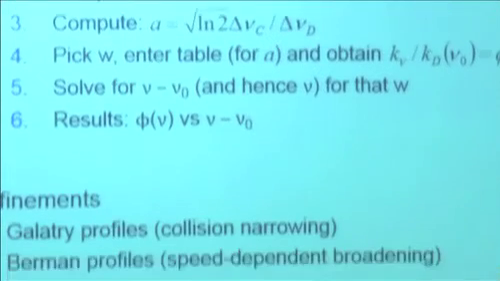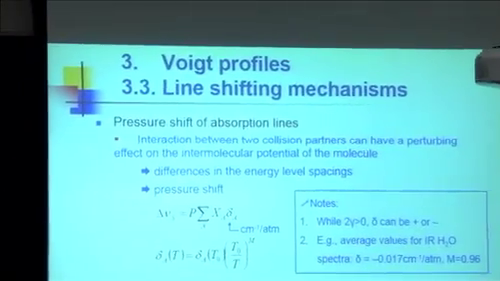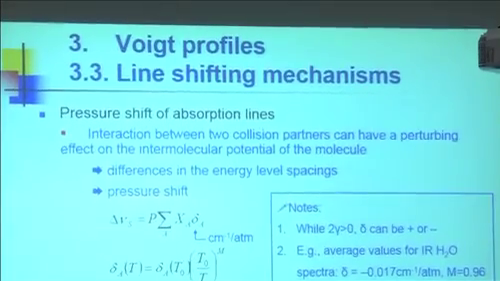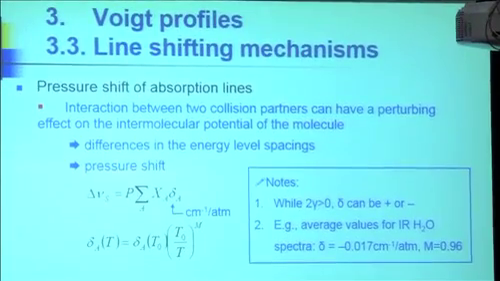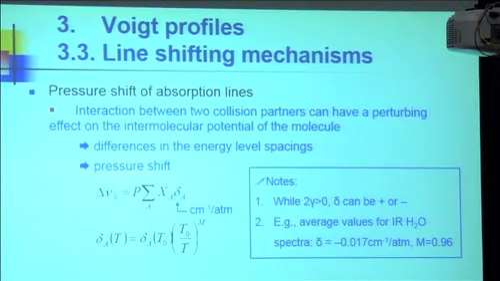Let's see. Okay, what have I left out? I left out the fact that there's a subtle thing called pressure shift. So not only does the width of the line change with collisions, there's a higher order effect that causes the center to shift. And this is a complicated thing to explain. It has to do with the potential functions and their difference between the two states. So just know that it exists.